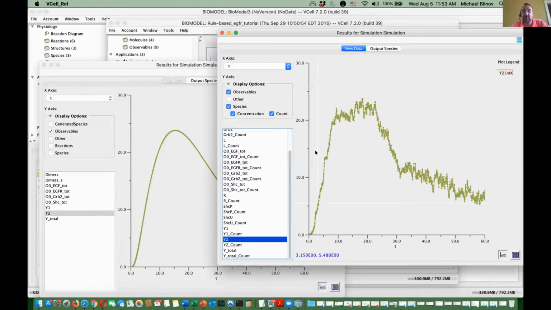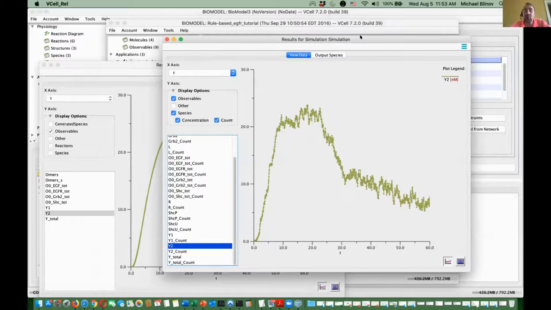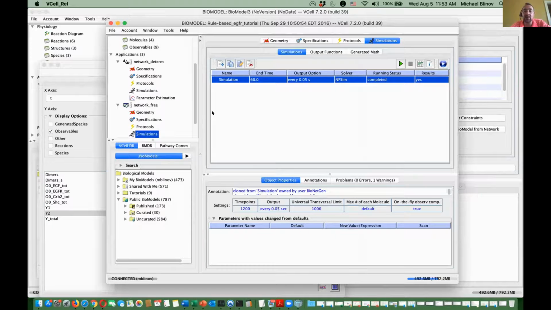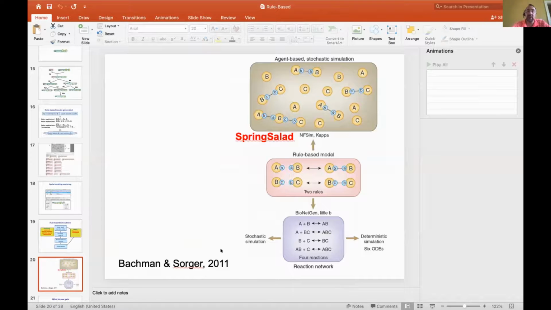So we get the same time course for observables. But in the network-free simulation, there is no way to look at the network. There is nowhere in this model when you run it where you know which individual species are generated. And the reason is, let's look at this rule-based specification.